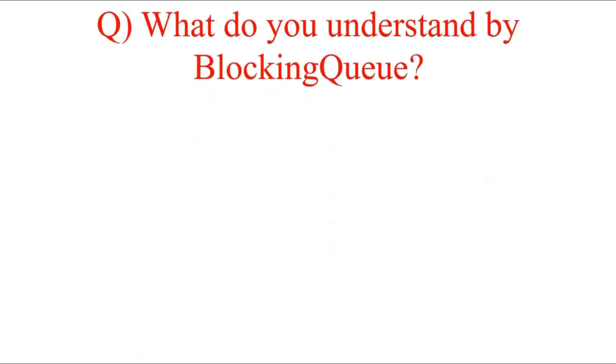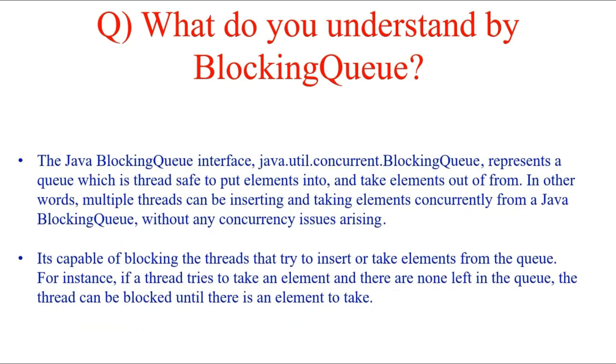Now the fourth question, which is very important from the collection interview perspective, is: what do you understand by BlockingQueue? You know about queue, it's first in, first out, right? So the Java BlockingQueue interface, java.util.concurrent.BlockingQueue. I have told you Queue is of java.util, but this BlockingQueue is of the concurrent package. It represents a queue which is thread safe to put elements into or take elements out of. In other words, multiple threads can insert and take data concurrently from the BlockingQueue without any concurrency issue arising.